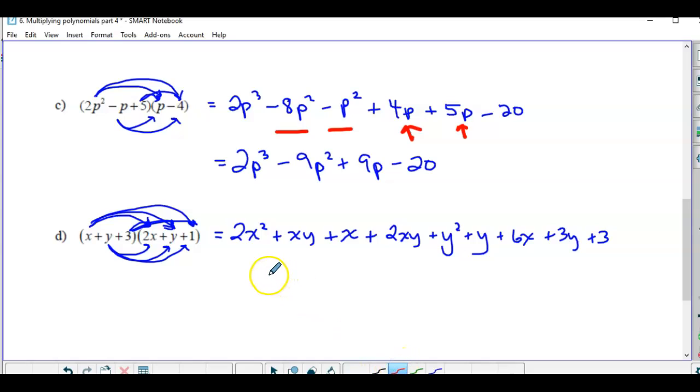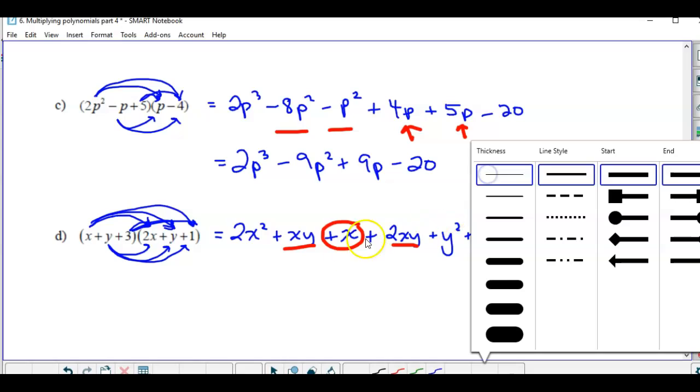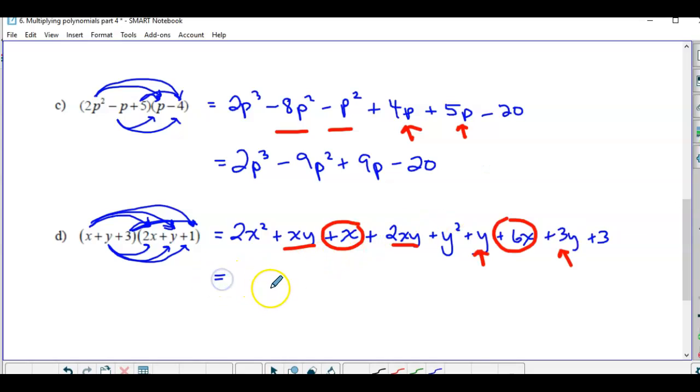Okay, and then let's see what we have. Do we have any like terms? We've got an x squared, we've got an xy. So an xy here and an xy here. And an x term and an x term. And a y term and a y term. Okay, so their highest is degree 2, and we'll start with just all x's, so 2x squared. Then the xy, so 1 plus 2 is 3xy.